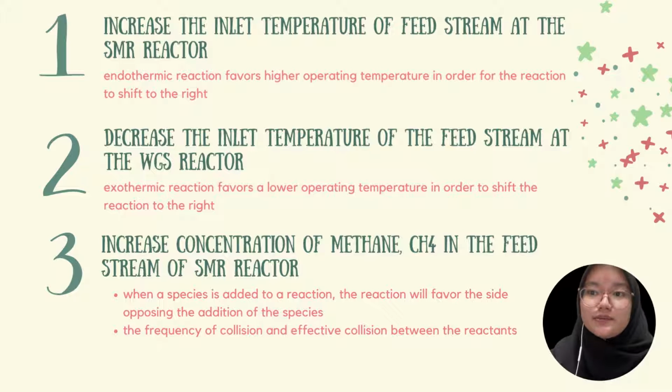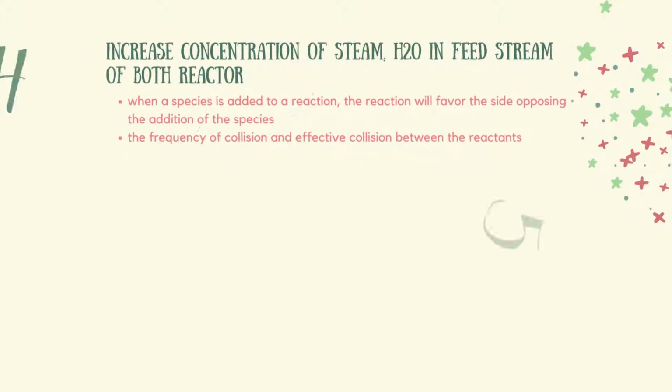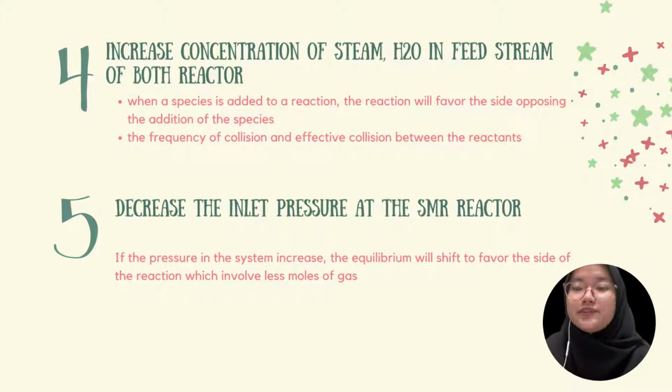And the third strategy to maximize the selectivity and yield of hydrogen is by increasing the concentration of methane in the feed stream of the SMR reactor. When a species is added to a reaction, the reaction will favor the side opposing the addition of the species. Hence, by increasing the concentration of methane, the equilibrium of the reaction will shift to the right. Next, increase the concentration of steam in the feed stream of the SMR reactor. This is because when a species is added to a reaction, the reaction will favor the side opposing the addition of the species.